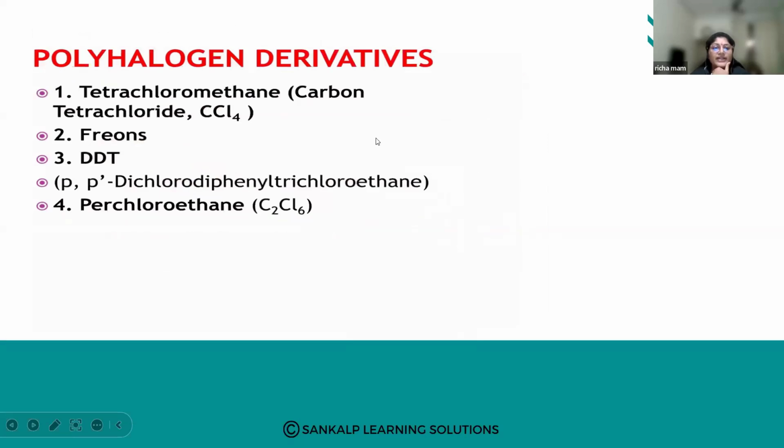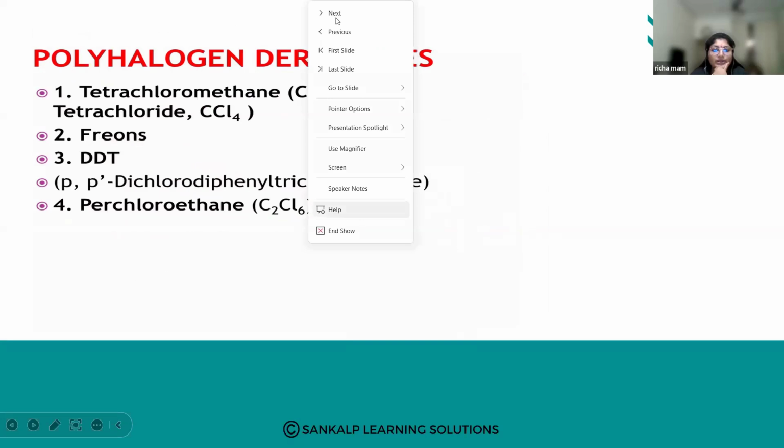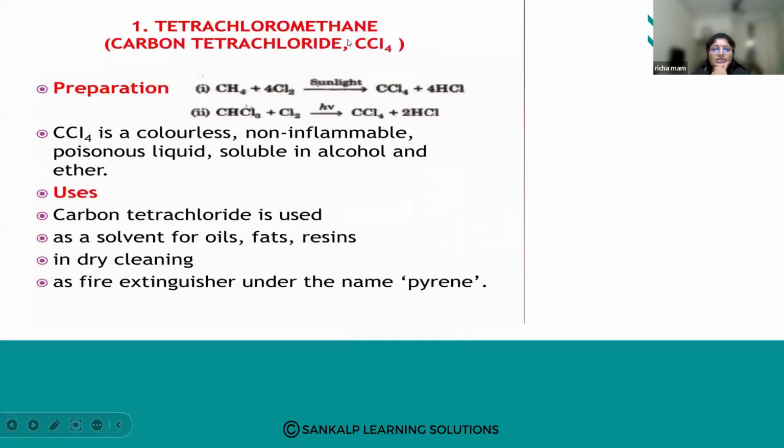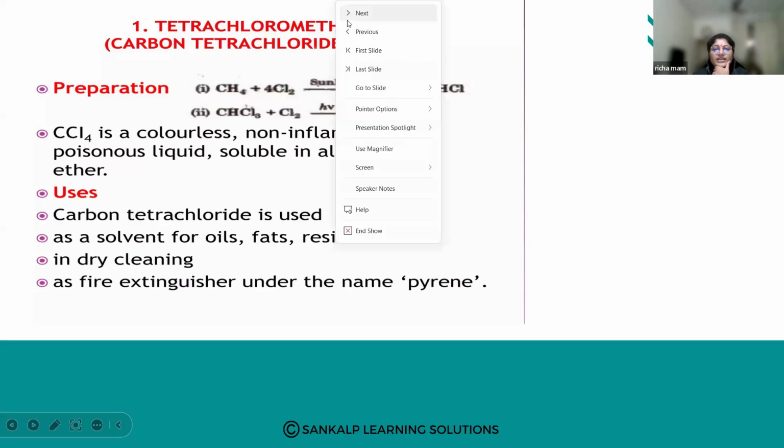So next is the polyhalogen derivatives. Polyhalogen derivatives are carbon tetrachloride, freons, DDT, and perchloroethane. Now, how do you get carbon tetrachloride? Again, controlled chlorination in the presence of sunlight gives you carbon tetrachloride. Carbon tetrachloride is a colorless, non-inflammable, poisonous liquid. It is soluble in alcohol and ether. It is used as a solvent for oils, fats, and resins. It is used in dry cleaning and as a fire extinguisher.